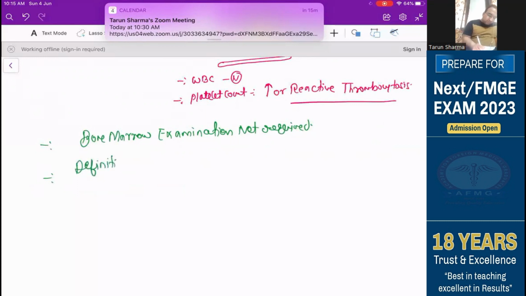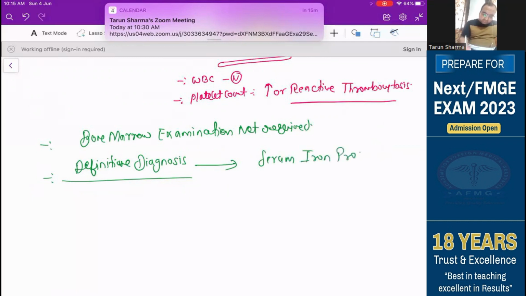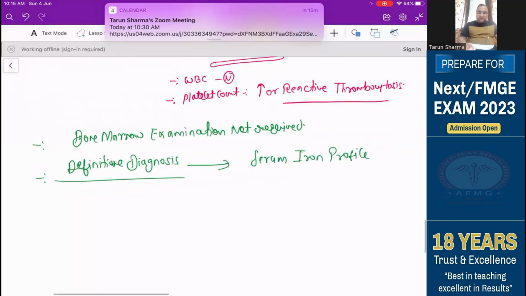For definitive diagnosis, we are dependent on what? We are dependent on the serum iron profile. That is the answer. So we have to go for serum iron profile to see whether the patient is actually having iron deficiency or not. Because by CBC and peripheral blood smear you can make out only one thing, and that is the patient is having microcytic hypochromic anemia. So if you want to label it as iron deficiency anemia, then you should go for serum iron profile.